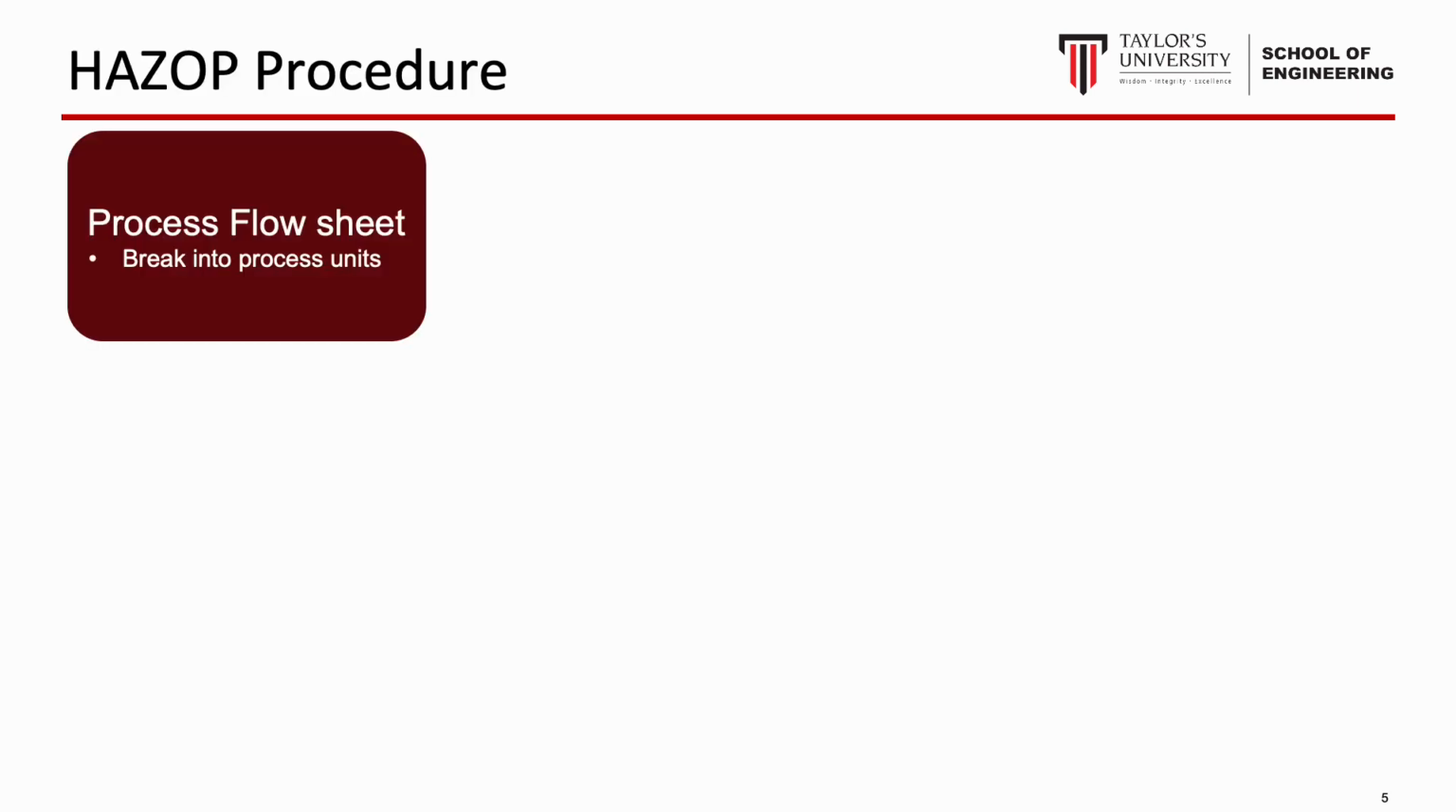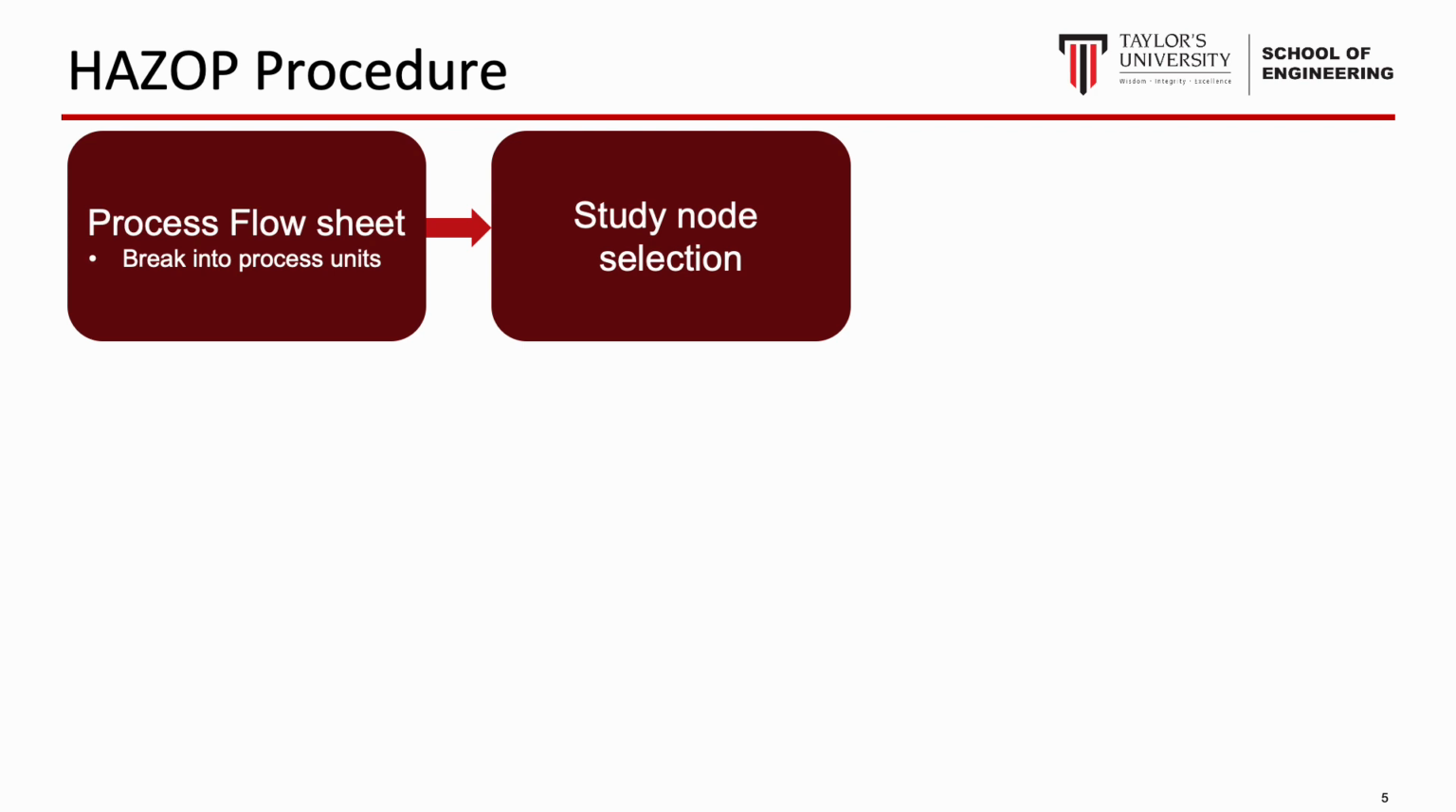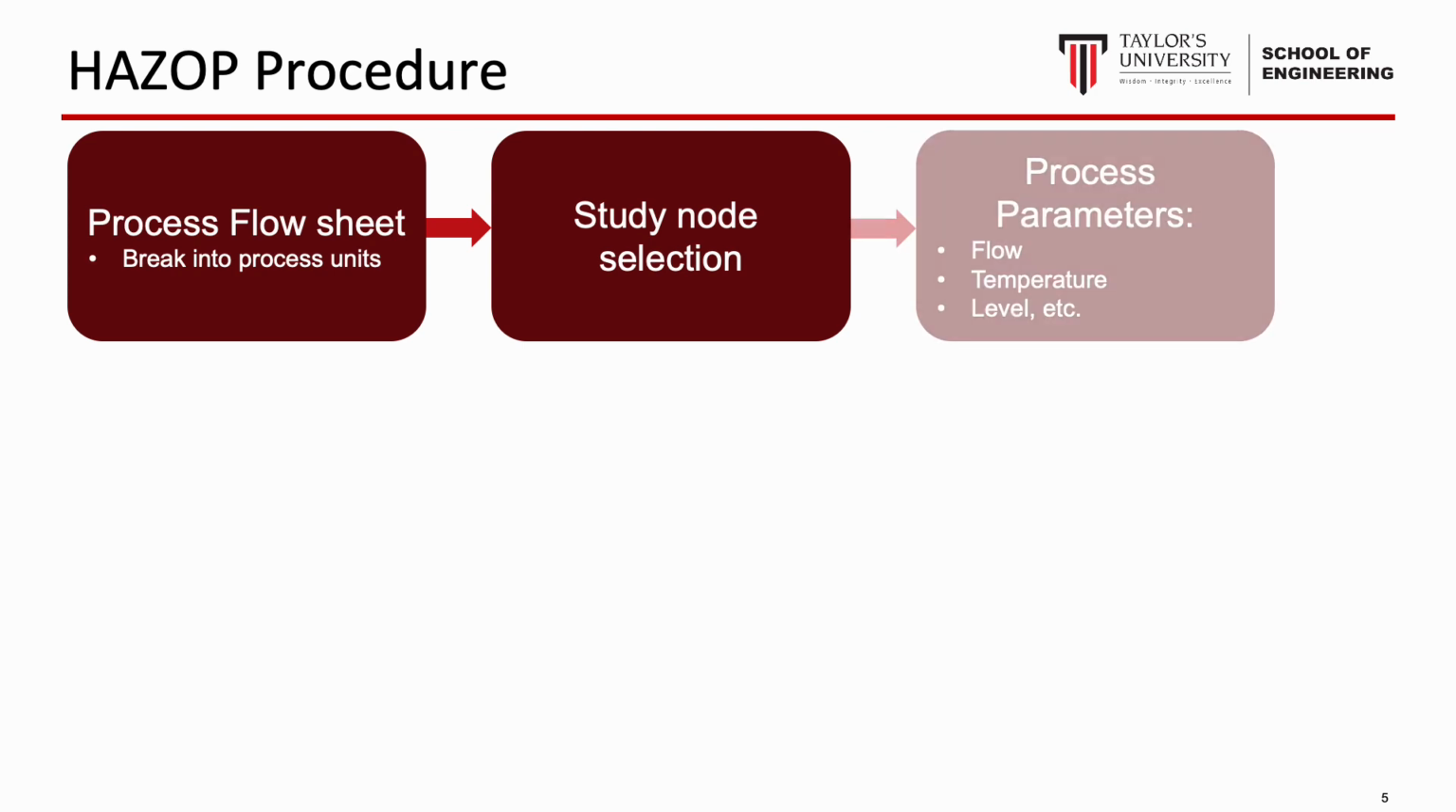Once we have all this, what we will do is break it into what we call a process flow sheet. In these process flow sheets, we would then break the system into different process units. This is what we call study node selection. Meaning if we want to study, because there is no way that we can study every process in one shot, we have to select from point A to point B. We are only focused on this. That's what we call study node selection.